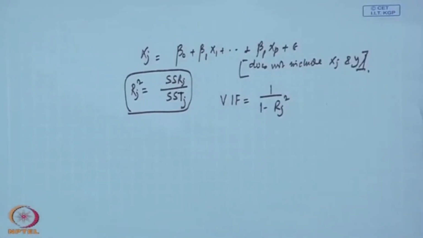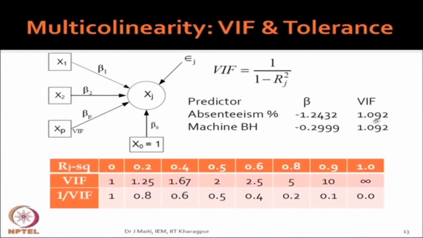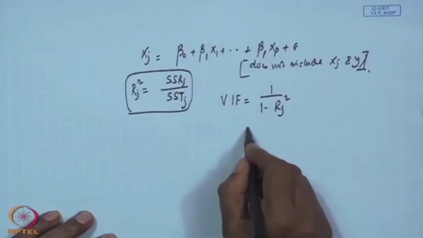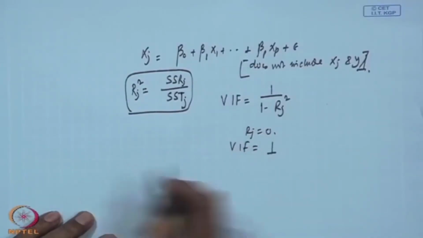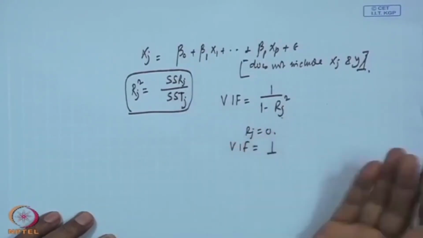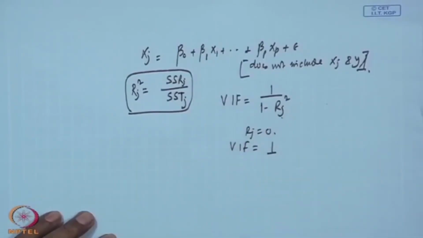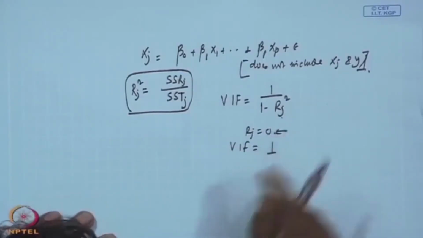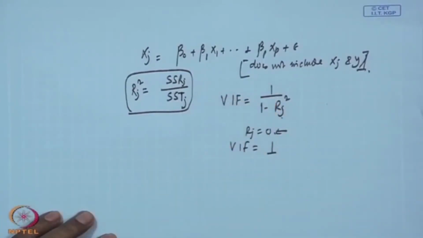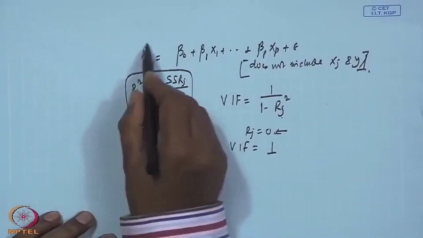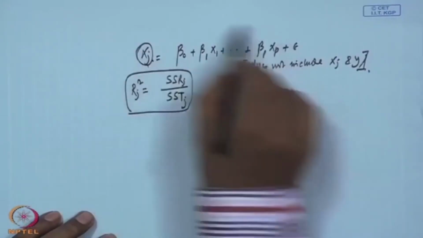For example, in our case, for absenteeism and machine breakdowns, the variance inflation factor is 1.092 in both cases. If Rj is 0, then VIF will be equal to 1, and this 0 value is the best value, because Rj 0 means no correlation. That means xj is not dependent on the other independent variables.